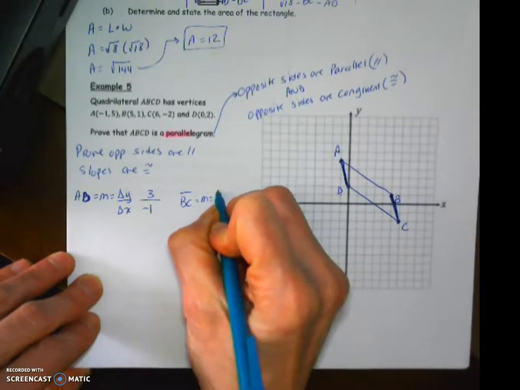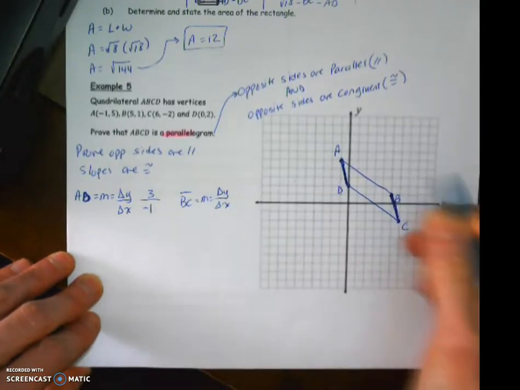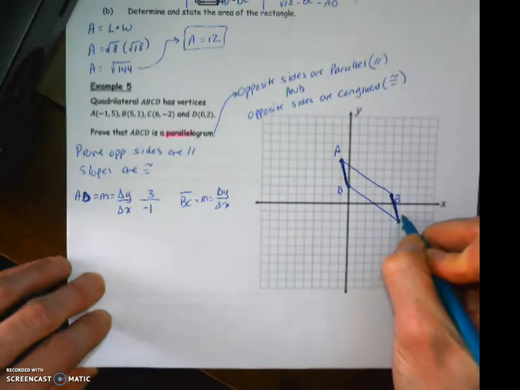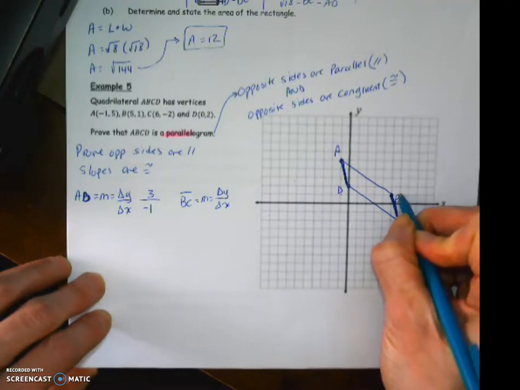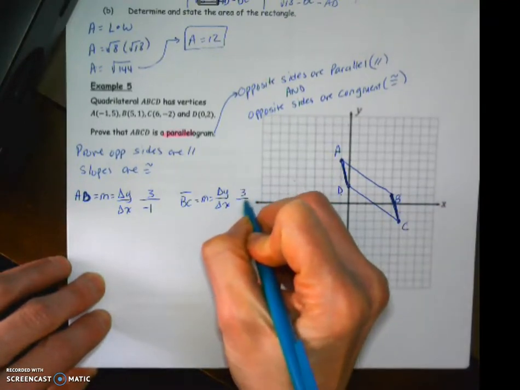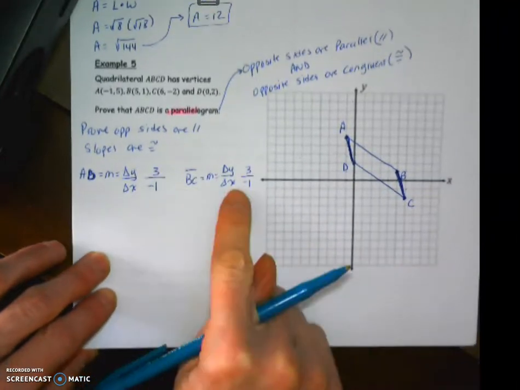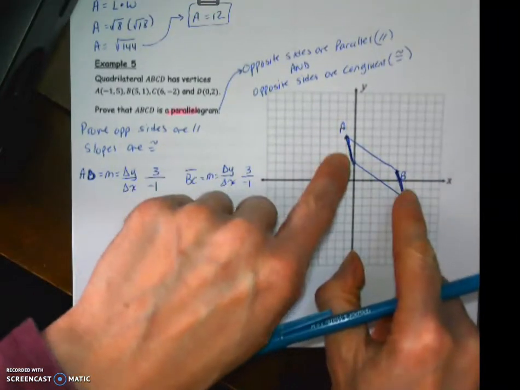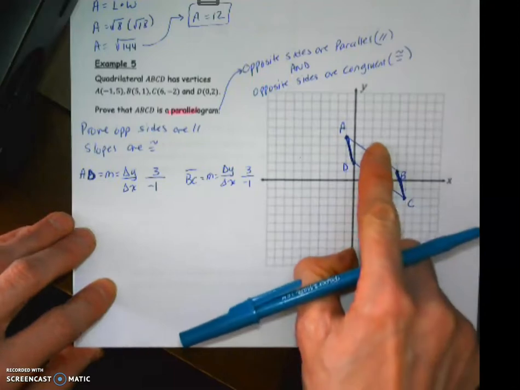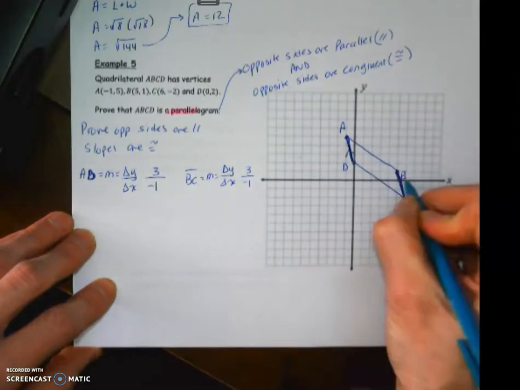Now I'm going to check to see if the opposite side also has the same slope. Remember, slope is the change in Y over change in X. So I start with the bottom point. I'm going up 1, 2, up 3, and to the left 1. So up 3, -1. These two line segments have the same slope, therefore they are parallel. We're also going to prove that the other opposite sides are also parallel.